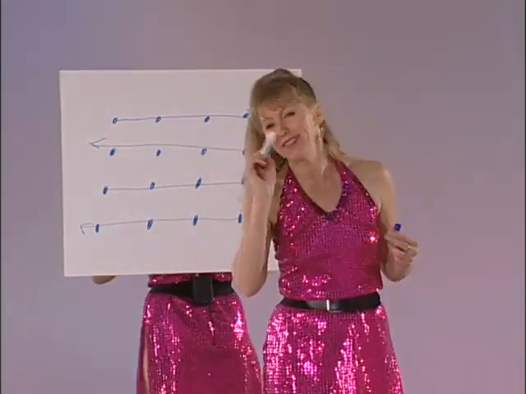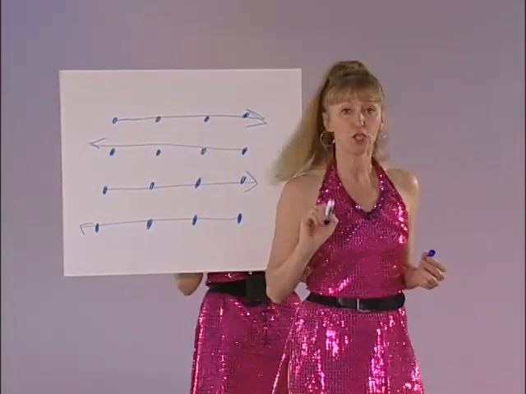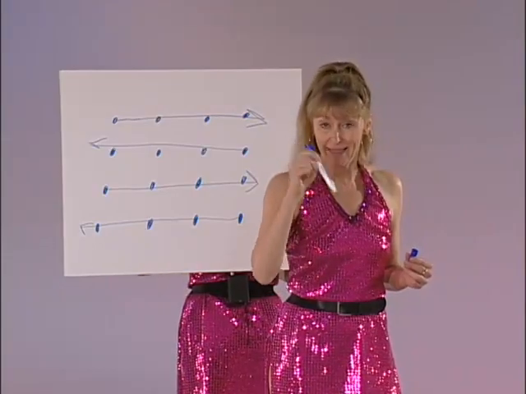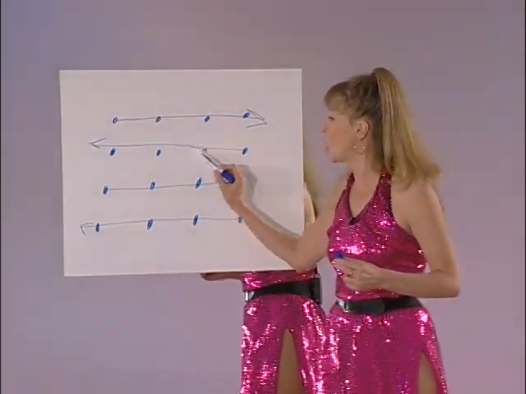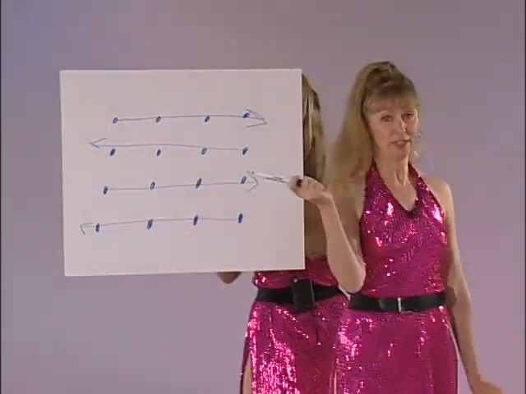Another way you can do it that's just not as hard as that is you make this row and this row turn around and do the combination to the back. That's what we're going to do in this dance. This row is going to be moving to stage left because they're facing backwards.